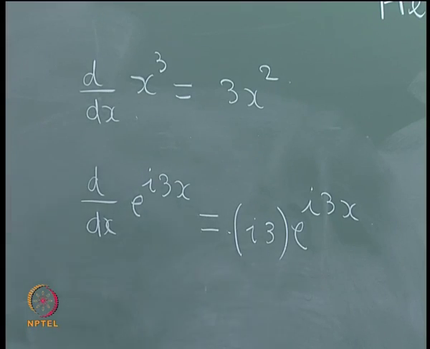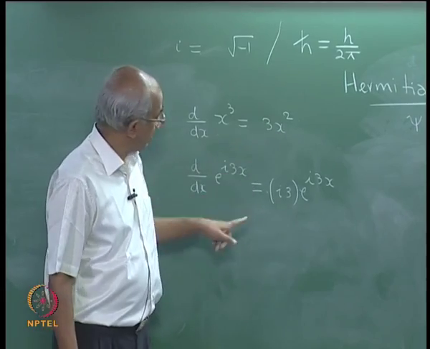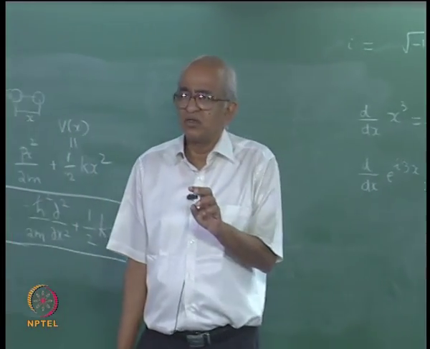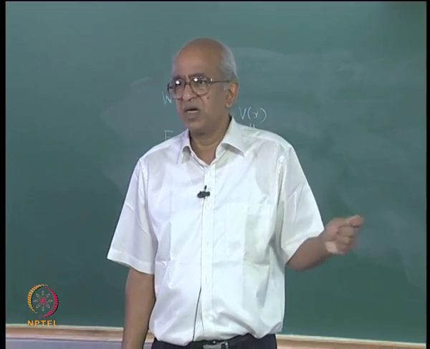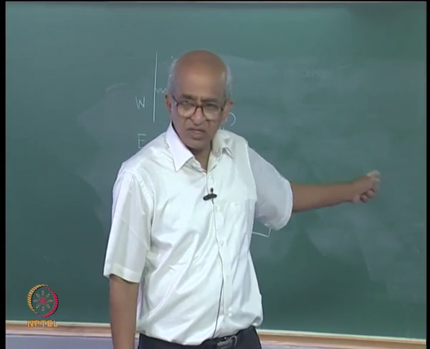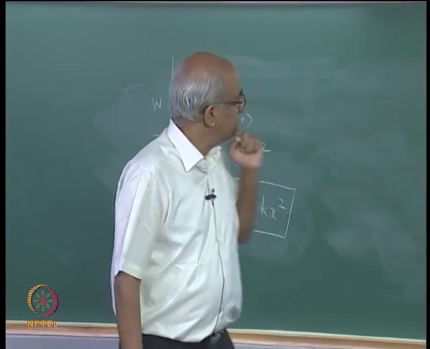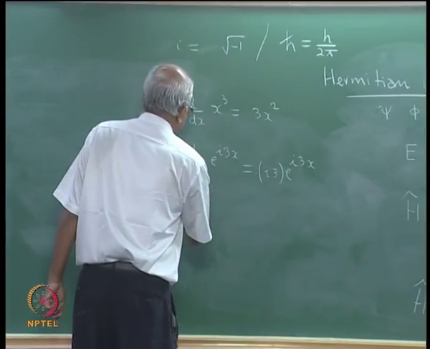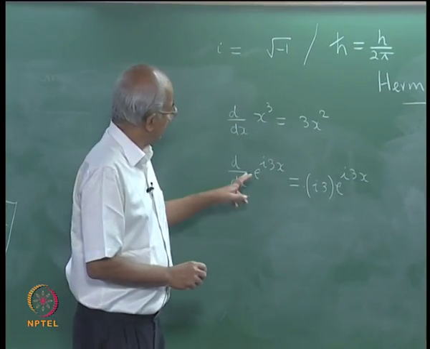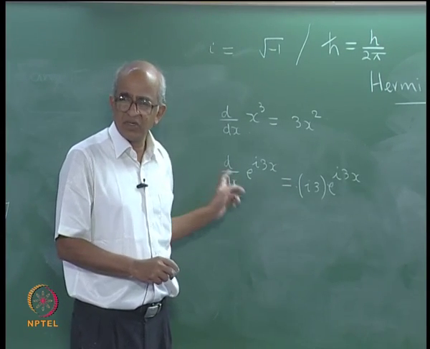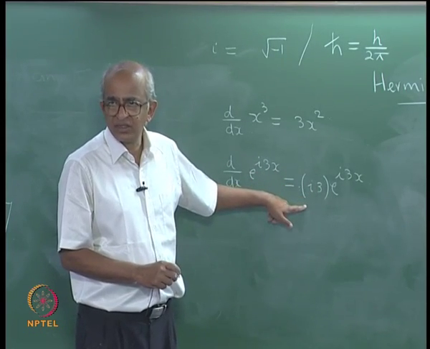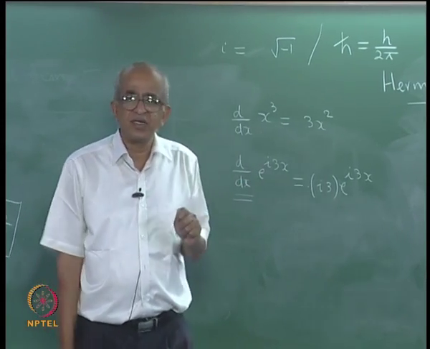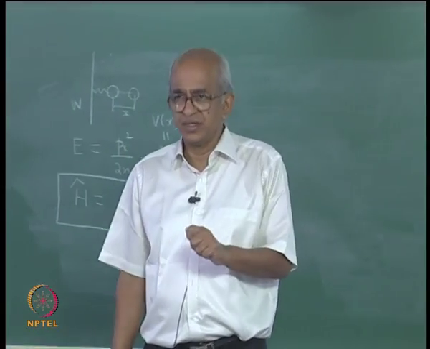See, you compare the two cases. In the first case you got a totally new function, but in the second case you do not get a totally new function. What is happening is that you get the original function itself, but multiplied by a constant which is i into 3. Okay. So, therefore, we say that as far as this operator is concerned, this function is special. Why is it special? Because the effect of this operator on this function is just to multiply it by a constant. So, such a function is referred to as an eigenfunction of the operator.